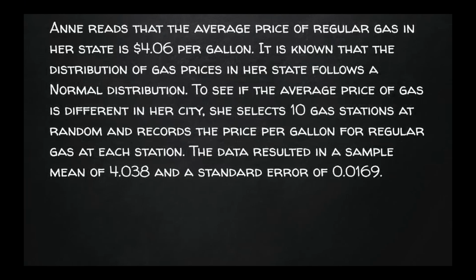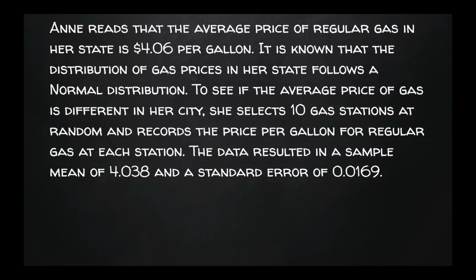Anne reads that the average price of regular gas in her state is $4.06 per gallon. It is known that the distribution of gas prices in her state follows a normal distribution. To see if the average price of gas is different in her city, she selects 10 gas stations at random and records the price per gallon for regular gas at each station.